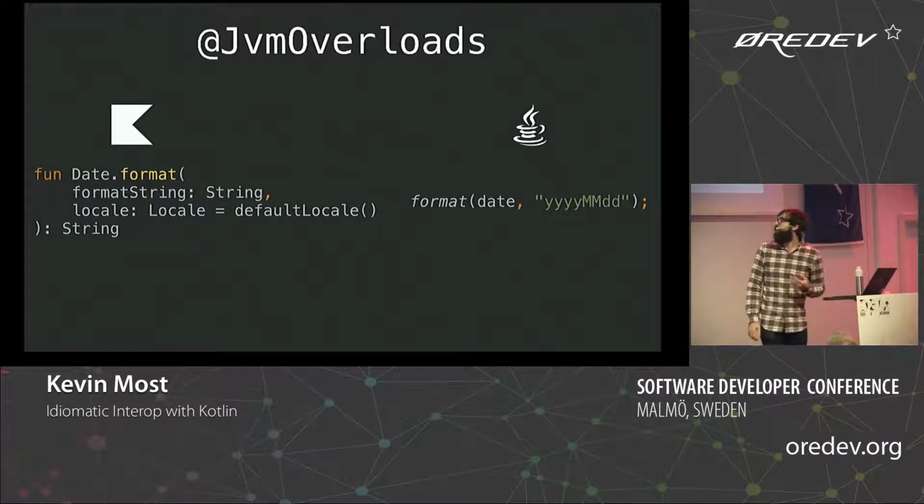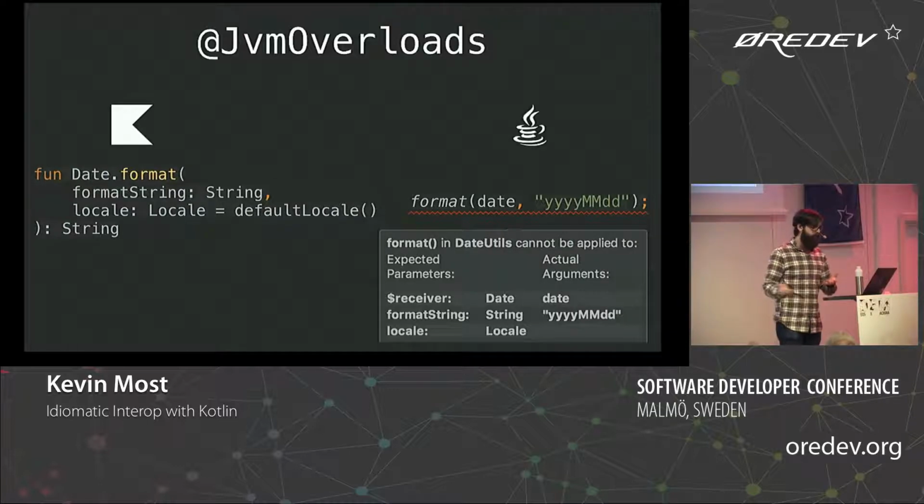They might pass in a date. This is how extension functions generally get exported into Java bytecode: the receiver moves into the first parameter of the function, and all the other parameters get pushed down one. So the date, which is the receiver, becomes the first parameter in Java, and the format string becomes the second parameter. Our Java user says, okay, I don't want to pass a locale, I want to use the default one, so I'm going to omit that parameter.